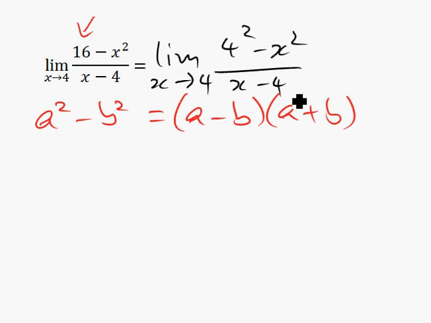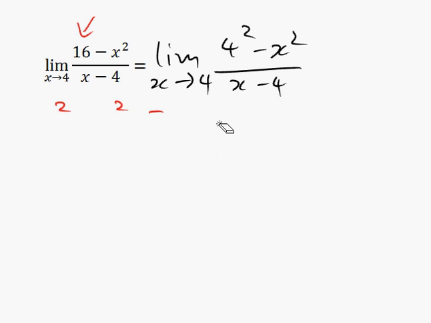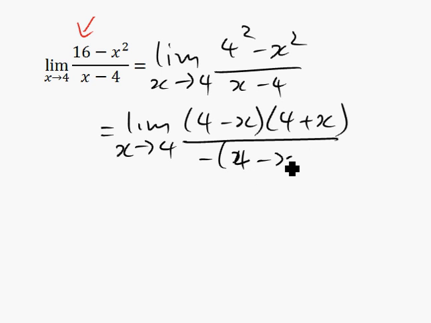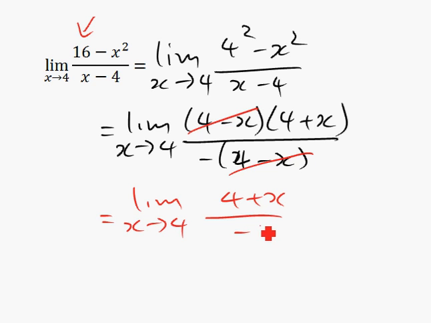So why in the world are we doing this? We're doing this because from here we can further simplify. If we further simplify this, then what we'll have is limit x tends towards 4 of 4 minus x, 4 plus x over x minus 4. I'm going to take out the minus sign from the denominator, so x minus 4 becomes minus, 4 minus x. And you can see that this and this can cancel. What you're left with in the end is limit x tends towards 4 of 4 plus x on top, and minus 1 below.